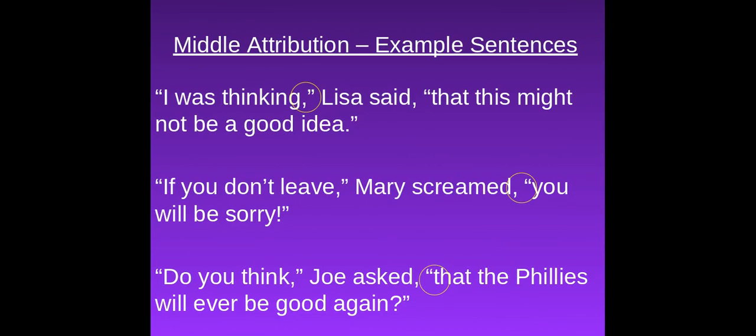Okay, moving on. We now have a third type of attribution called middle attribution. Middle attribution is when you have that "he said, she said" in the middle of the sentence. So we had end attribution first, we had front attribution, and then we had middle attribution. So here are three examples of middle attribution. Again, please take note of the items that I have circled. Okay, this is obviously the most complicated of all of them.